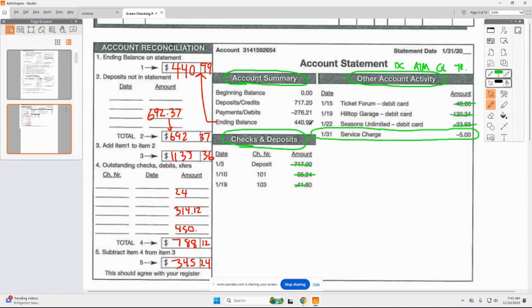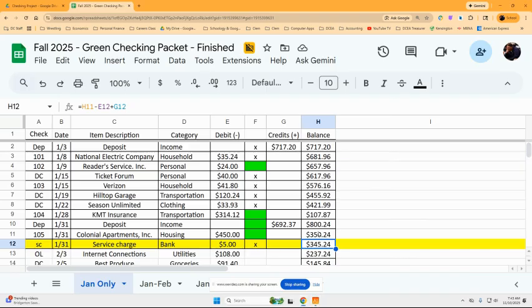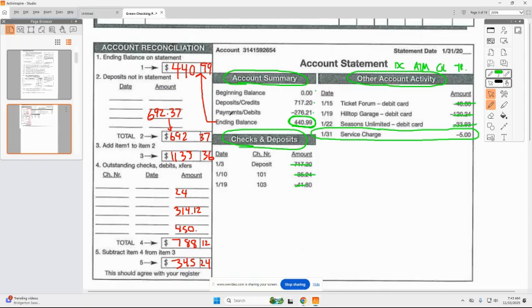We then go work through the bank's point of view. The bank thinks we started with zero, dropped in $700, spent $275. The bank thinks we have $440.99 in our account. Well, we think we've got a different balance. We've got to work through the transactions that we know we did, but the bank hasn't recorded them yet. Now, again, this is old school, 1950s, no internet. Things take a little bit more time than in the modern world.